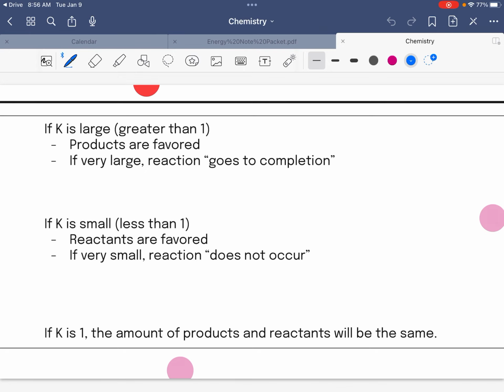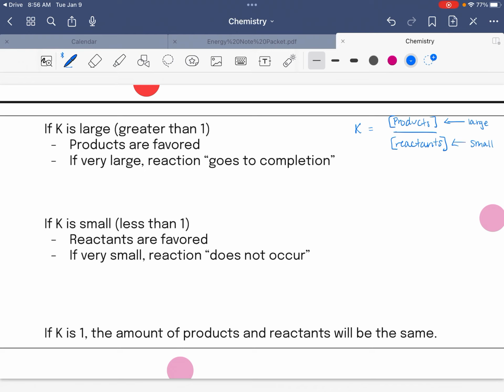So if k is large, meaning greater than 1, the products are favored. If you recall, when we write our k expression, we have our products over our reactants. Okay, so if our k value, which is basically the ratio between products and reactants, is large, that means that we have a large quantity of products and a smaller quantity of reactants. So we have favored the products in this case.